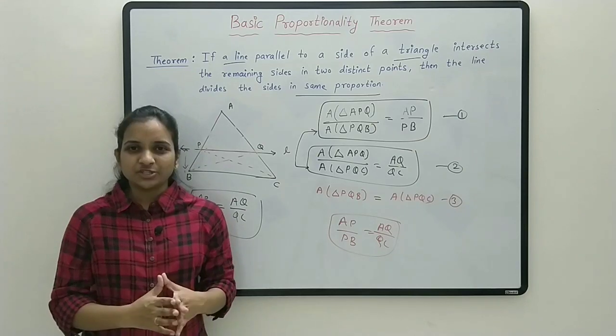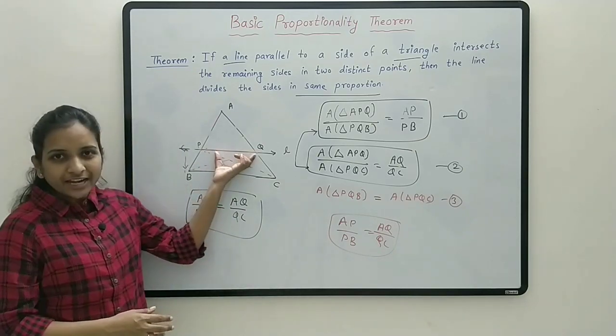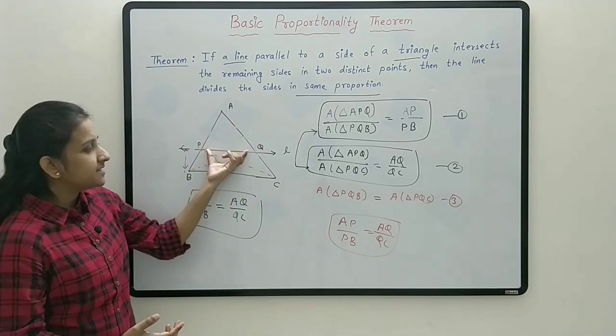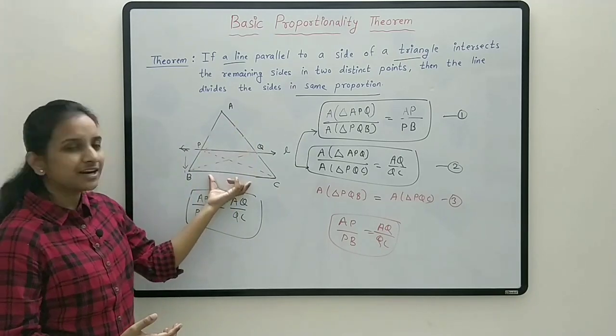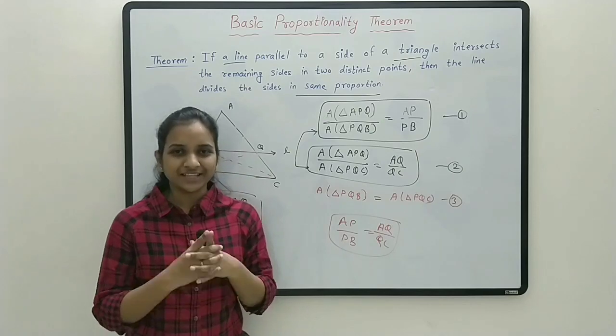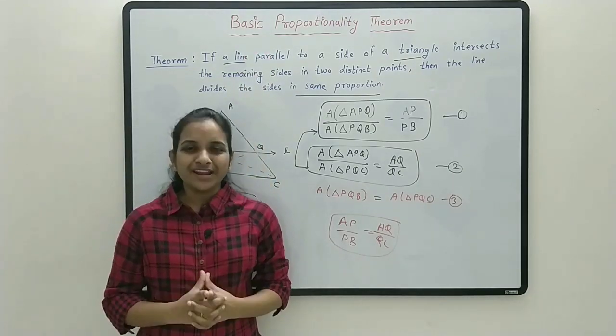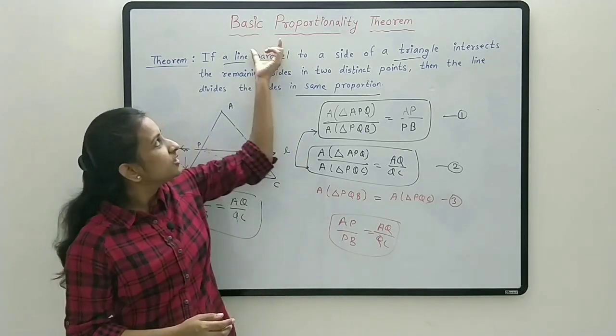Here the converse is also true. If a line divides the sides in the same proportion, then this line is parallel to the third side of the triangle. That is the converse of the basic proportionality theorem. Got it? Now let's see one property based on this theorem.